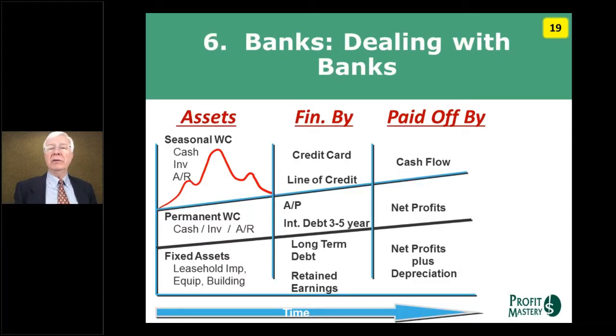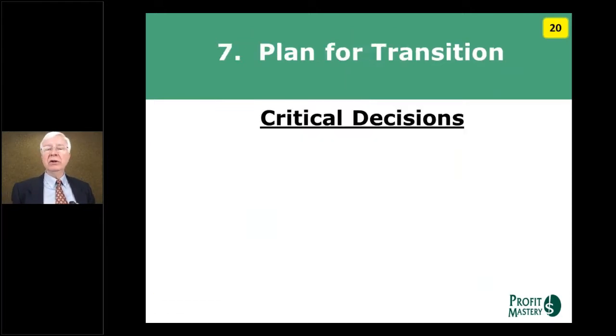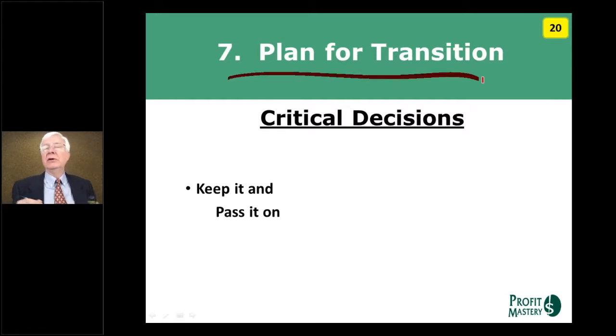On page 19, we talk about how to deal with banks. We talk about the kinds of things that you're going to have, how you're going to finance them, how you're going to pay them off, and what are the things that the bank wants from a business owner. And on page 20, we talk about really just the 3 basic things. There are 3 basic business decisions that a business owner has to make as they're planning for transition.